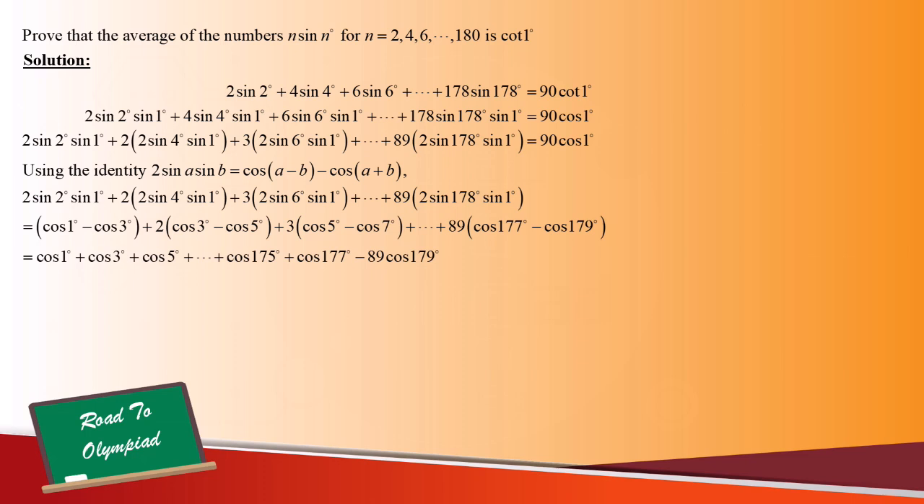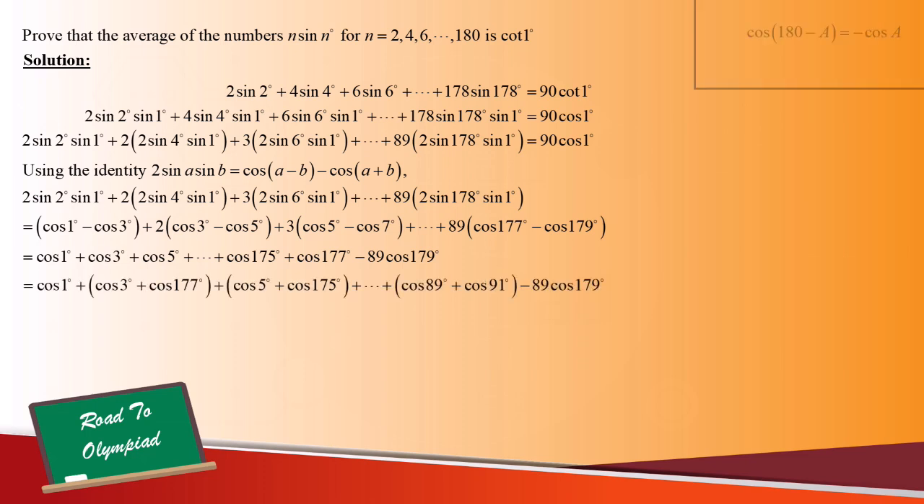And then, by rearranging the cosine functions as shown, we can apply the identity cosine of 180 minus A is equal to negative cosine of A for acute and obtuse angles A, which gives us cosine of A plus cosine of 180 minus A is equal to 0. With this, each of the terms in the bracket is equal to 0. Therefore, we simplify the expression into cosine of 1 minus 89 cosine of 179 only.